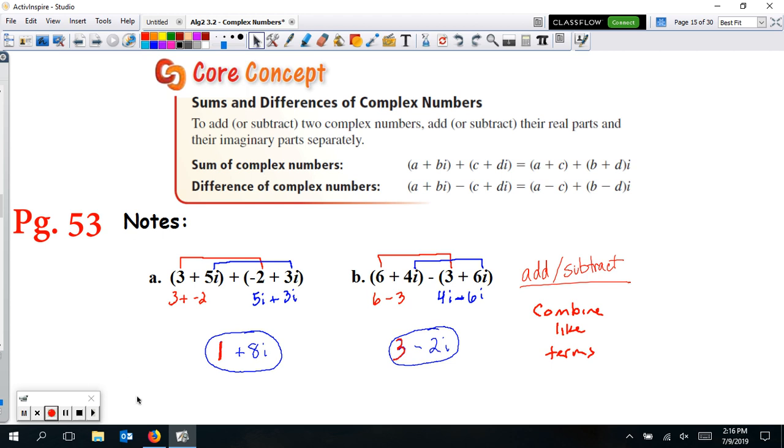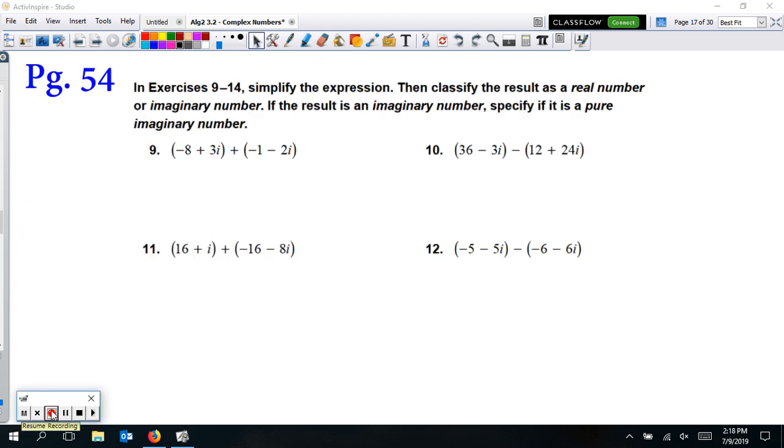Okay, let's go on to the extra practice for these problems. On page 54, it says simplify the expression 9 through 12. We're going to classify, so we're just going to do 9 through 12 right now. Classify the result as a real number or imaginary number. Then if the result is an imaginary number, specify if it is a pure imaginary number. So first of all, just go ahead and add or subtract them. That's what 9 through 12 is about.